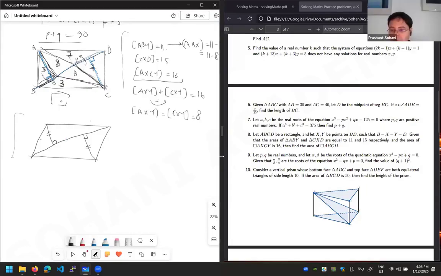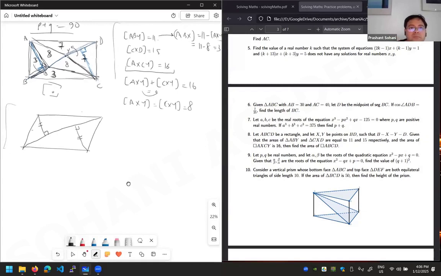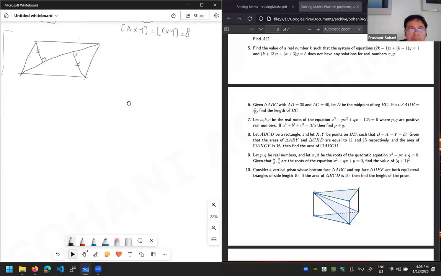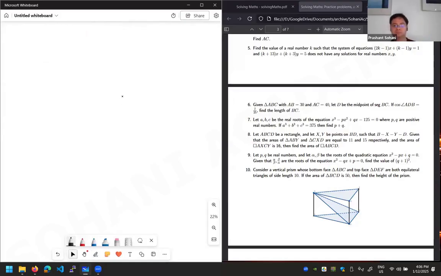Okay, then next question, question 9. So what is given is alpha, beta are the roots of that equation.